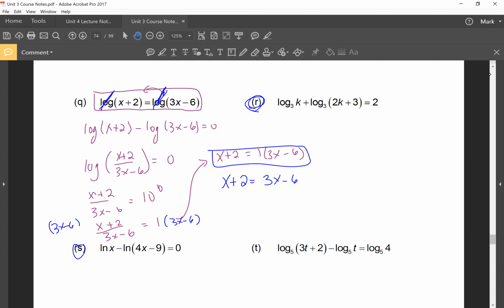So now I'll solve for x. I'll end up getting 2x equals 8. x equals 4. So we could have, like I said, used a shortcut where we cancel the logs or remove the logs. That will not work for every question. So be very, very careful with that method.